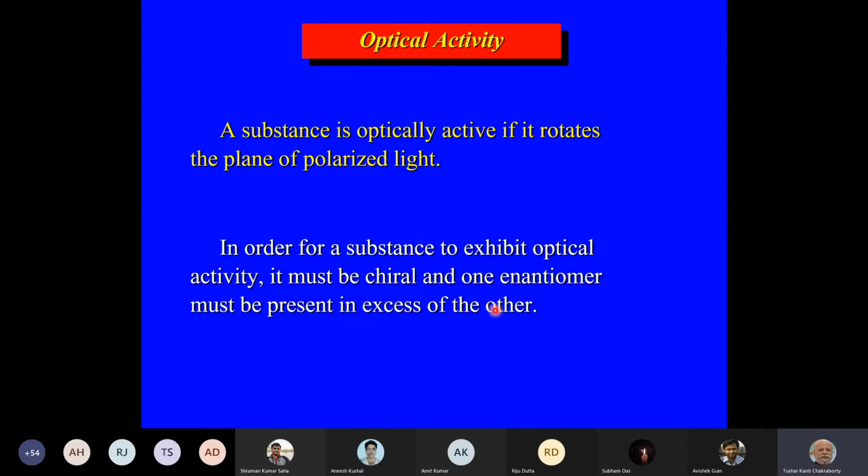As I said, enantiomers have the same magnitude of optical activity, and a substance is optically active if it rotates the plane of polarized light. In order for a substance to exhibit optical activity, it must be chiral, so some inherent dissymmetry should be there. And of course, if you talk about enantiomers, one enantiomer must be present in excess of the other. If you have a mixture in equal amounts, you don't see any optical activity, but if at least one of them is more, then you will see some.